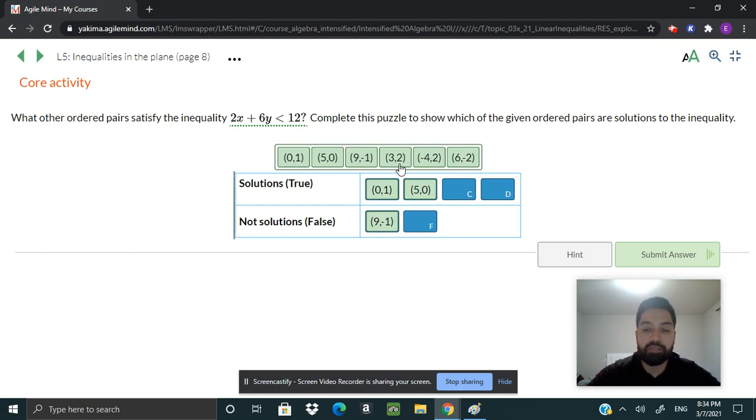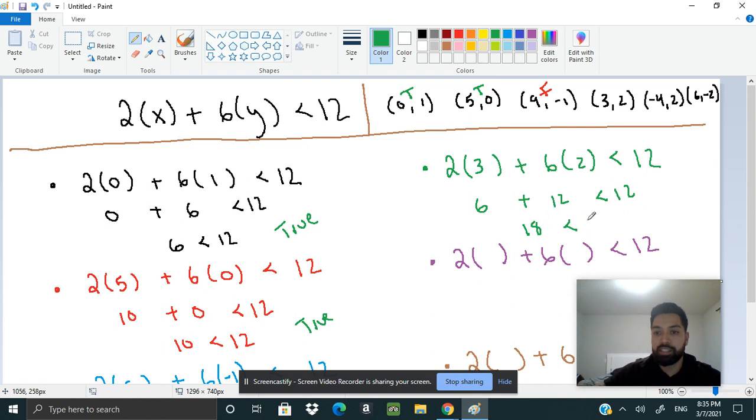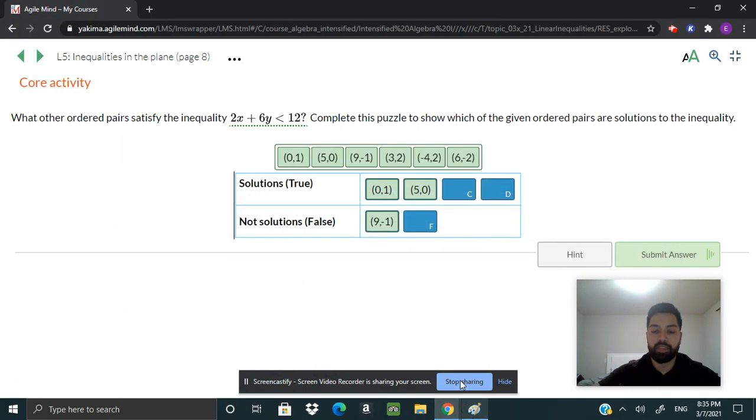Okay, let's keep looking at the rest of them. We have 3 more to look at. 3 and 2. I'm going to go a little bit faster through these now. Okay, let's plug in the 3, plug in the 2. 2 times 3 is 6, plus 6 times 2 is 12. 6 plus 12 is 18, and 18 is not less than 12. So this right here is actually false also. Okay, this one is going to be false.